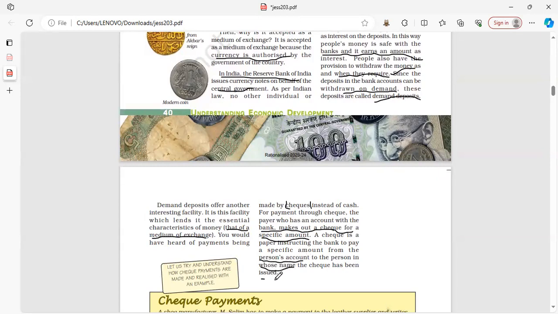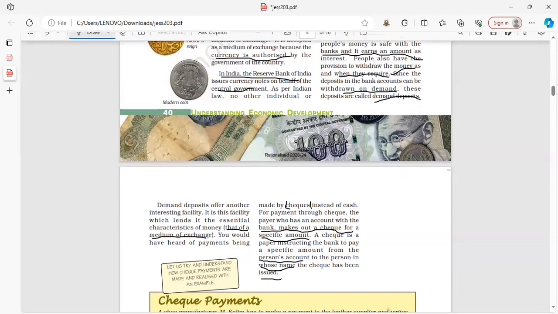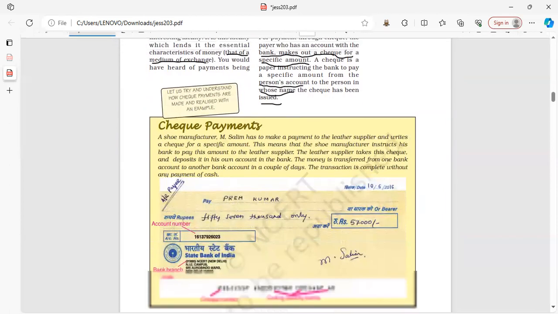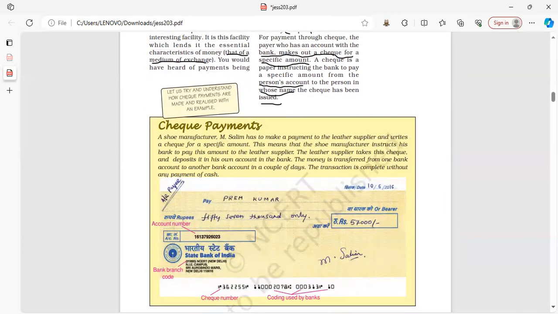That means in your name, an account has been created. You have a check. And if you want to give money to somebody, then you can write the amount which you would like to transfer to that person's account, and you can hand over the check to that person. It's a piece of paper telling the bank to pay a specific amount, mentioned in that check, from the account holder's account to the person who would like to get the money. This is how the check is behaving like money. It is acting as a medium of exchange.